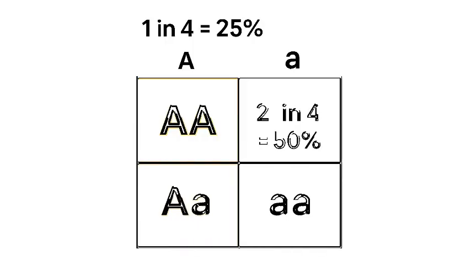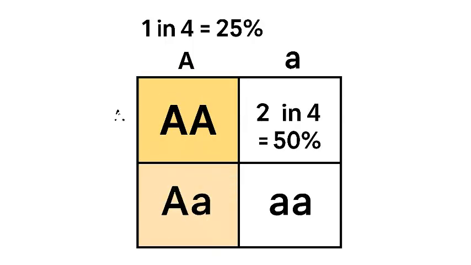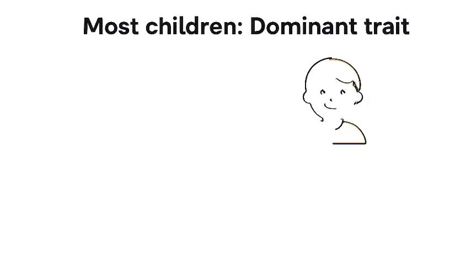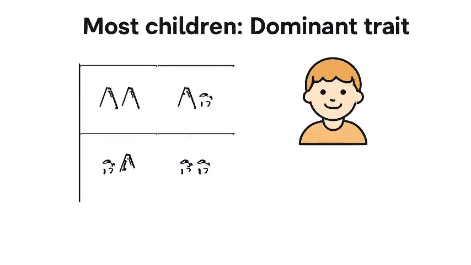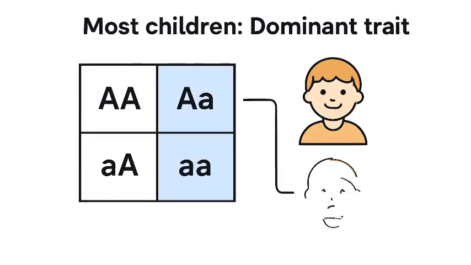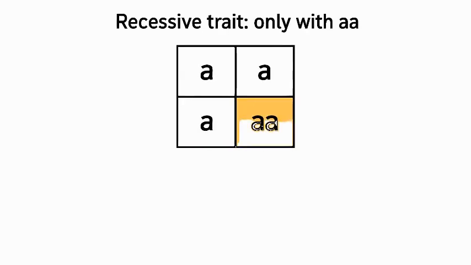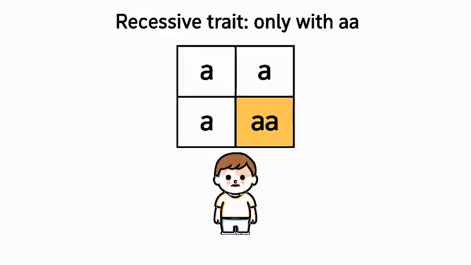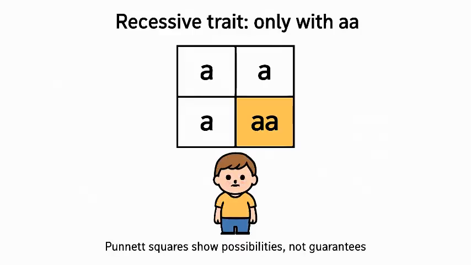There's a 1 in 4 chance, or 25%, of AA, a 2 in 4 chance, or 50%, of Aa, and a 1 in 4 chance of aa. If A is dominant, most children will show the dominant trait, but some may show the recessive trait if they get aa. That's the power of Punnett squares. They don't predict exactly what will happen, but they show what's possible and how likely each result is.